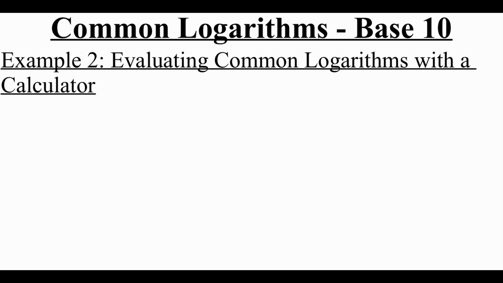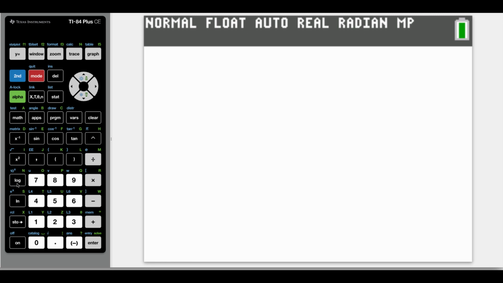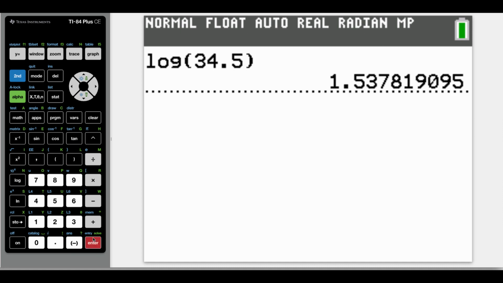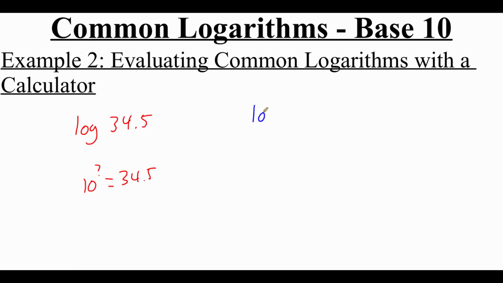There is a log button on our calculator, so we're going to look at some that are not very solvable by hand. Like the log of 34.5. If we tried to figure this out by hand, we'd be thinking, what power do we need to put on 10 to get 34.5 as an answer? And that's just not easy to evaluate. So I'm going to use my calculator to help me. On the left-hand side of my calculator, I'm going to find that log button. I'm going to type in 34.5, close up my parentheses, and hit enter. And I get 1.538 approximately.